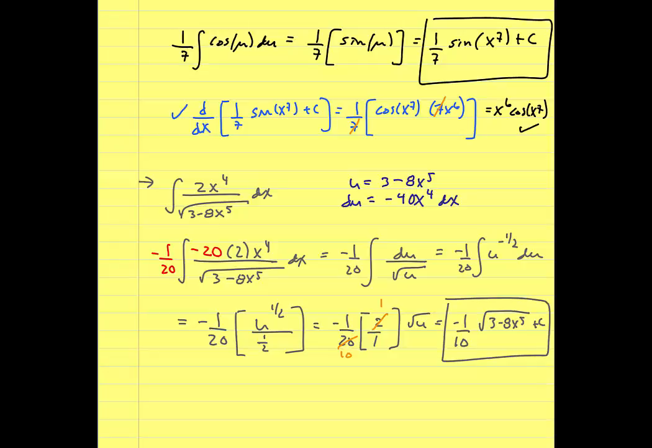Now again, if you want to take a derivative of that to check your work, you can, and especially on a test you should kind of get in the habit of doing that. It's a good way to check.